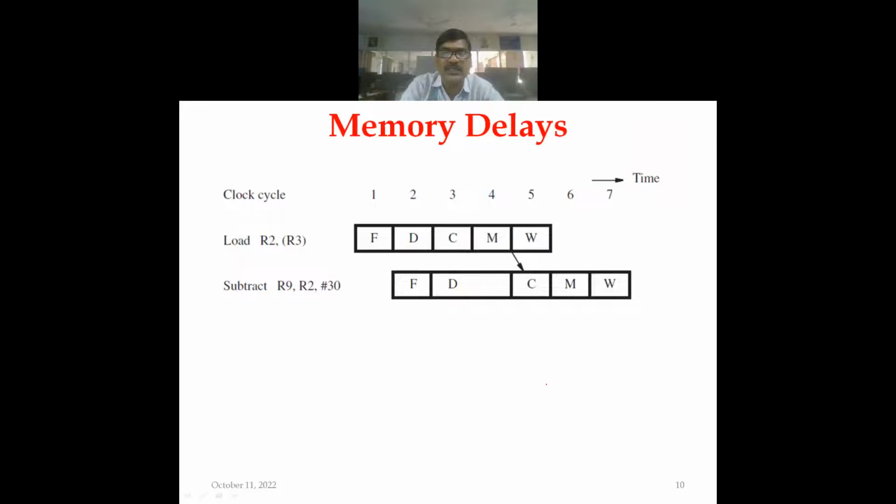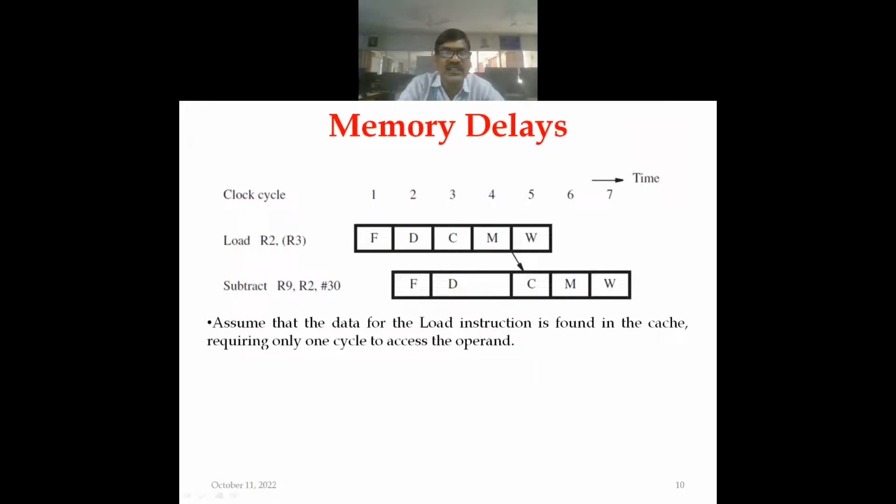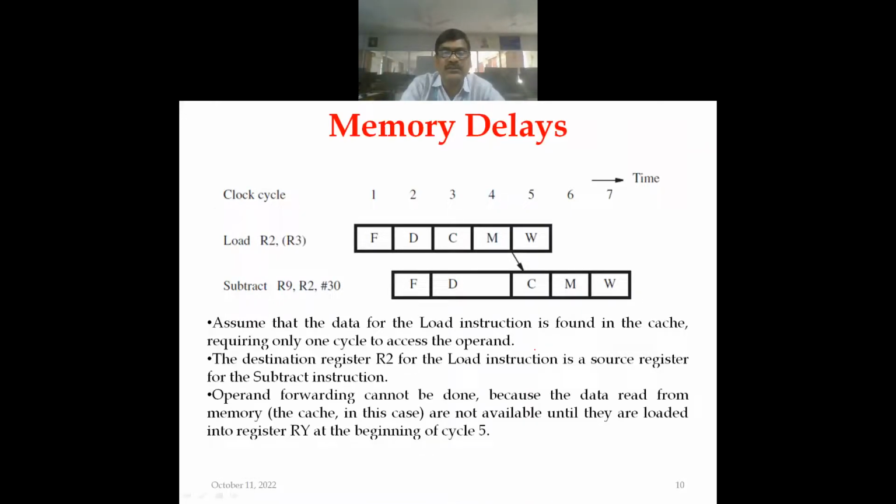So we are performing this operation in this particular cycle. Assume that the data for the load instruction is found in the cache, requiring only one cycle to access the operand. Fine. The destination register R2 for the load instruction is a source register for the subtract instruction. Operand forwarding cannot be done because the data read from memory, in this case the cache, are not available until they are loaded into register RY at the beginning of clock cycle 5. Therefore, the subtract instruction must be stalled for one clock cycle to delay the ALU operation. That is the reason the subtract operation is stalled here for one clock cycle.